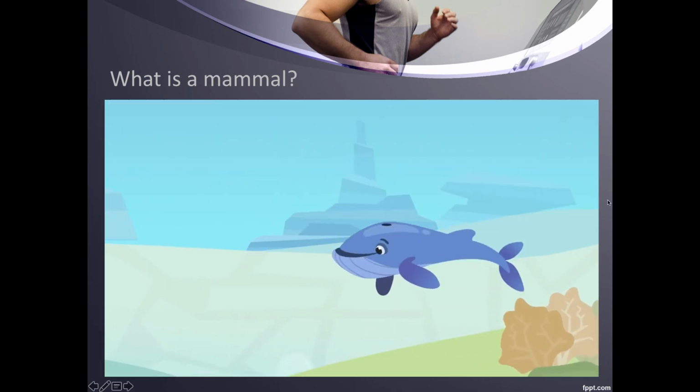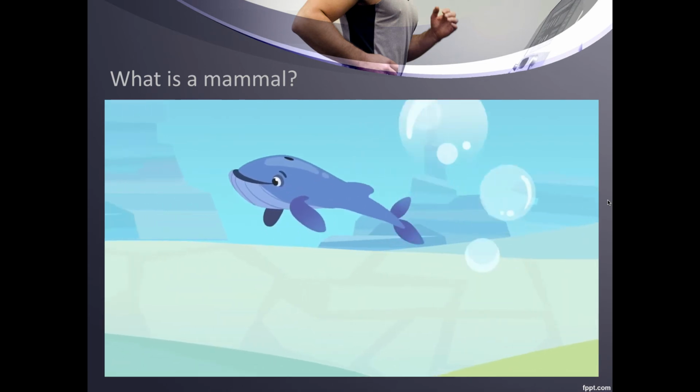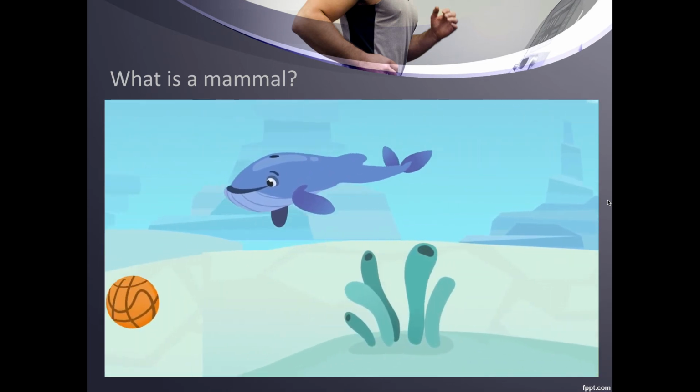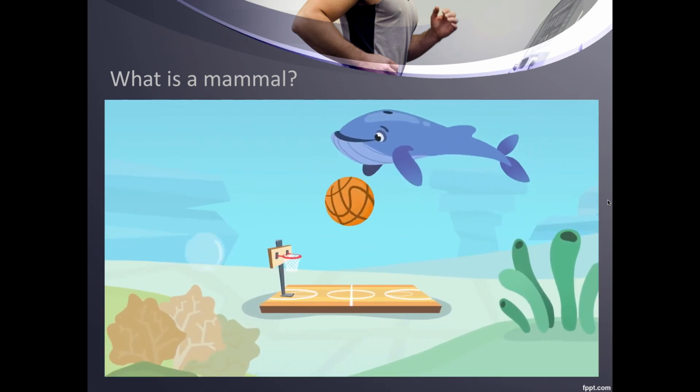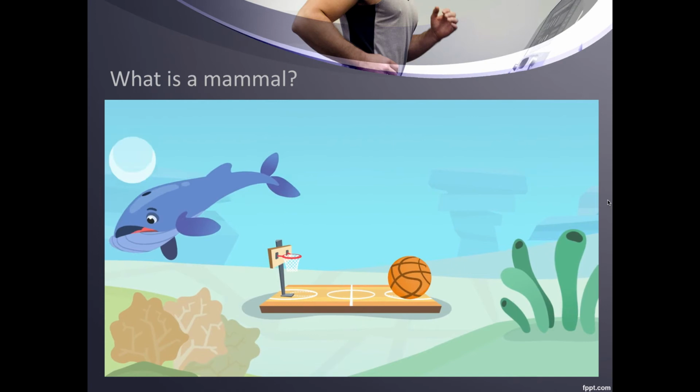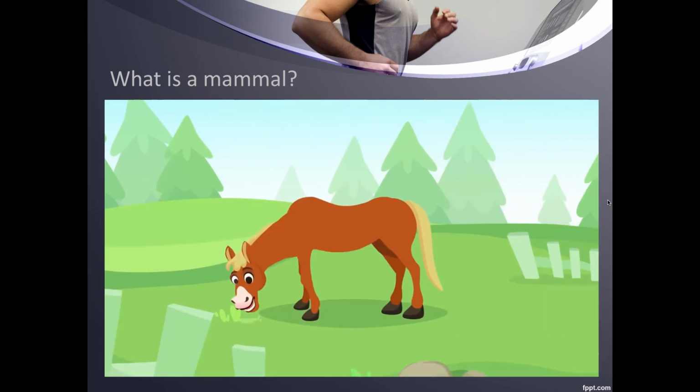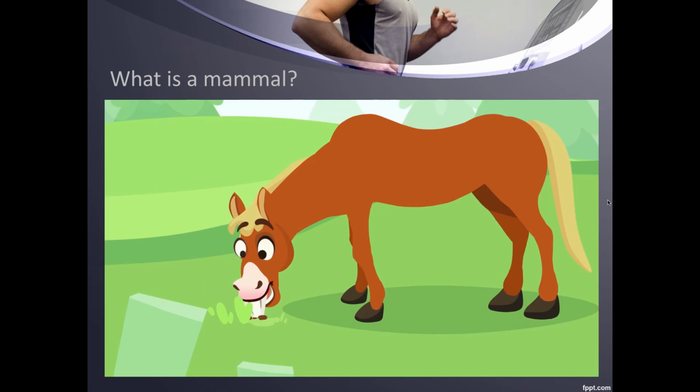The biggest mammal is the blue whale. It can measure up to 30 meters long, a little more than a basketball court. A horse is another mammal. Did you know that its teeth don't stop growing throughout its whole life?